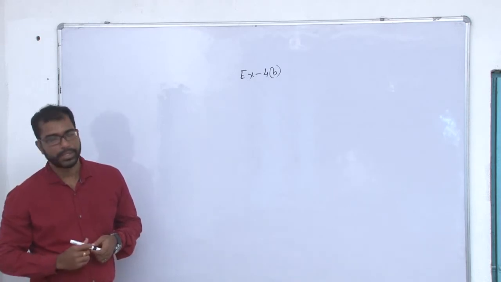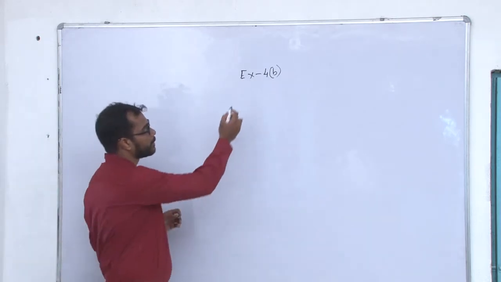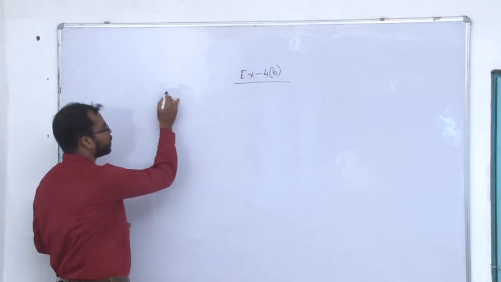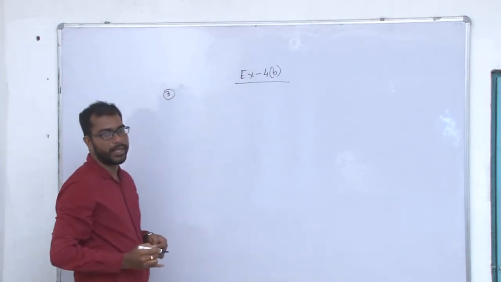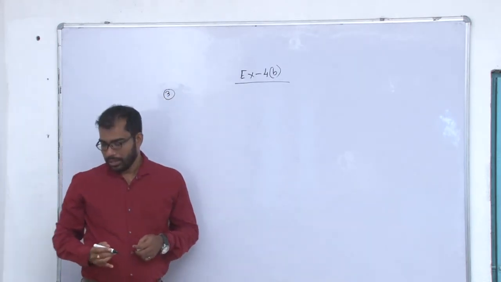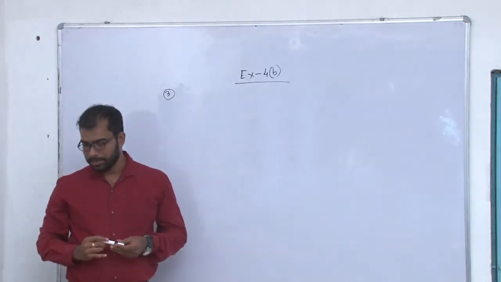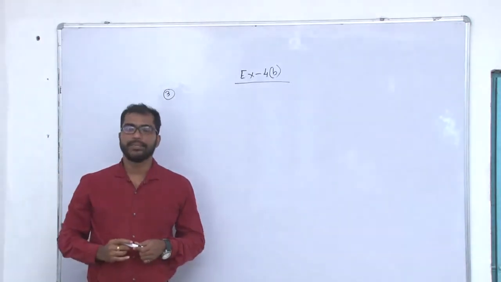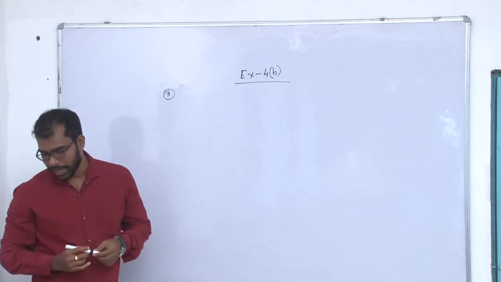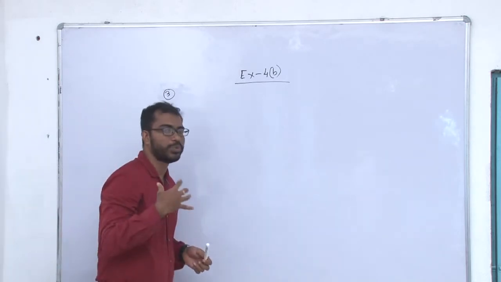We start from question number 3, and the question is: prove that sin A sin(B minus C) plus sin B sin(C minus A) plus sin C sin(A minus B) equals 0. So we have to prove it.